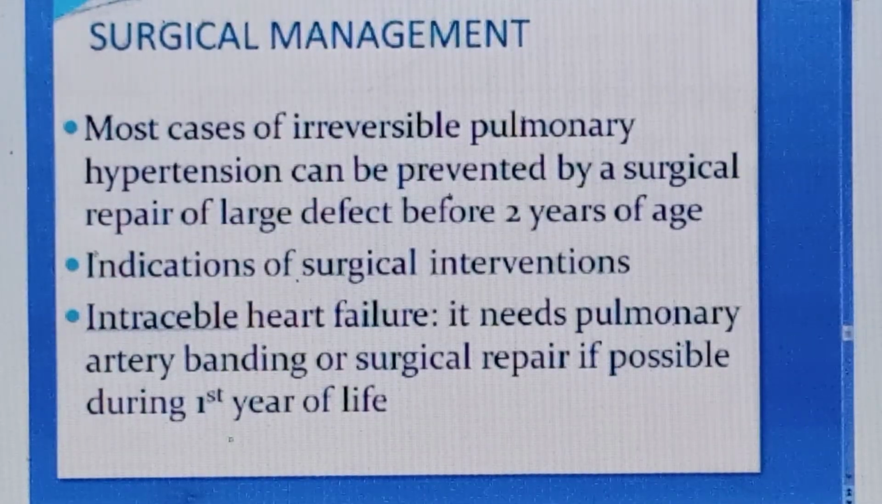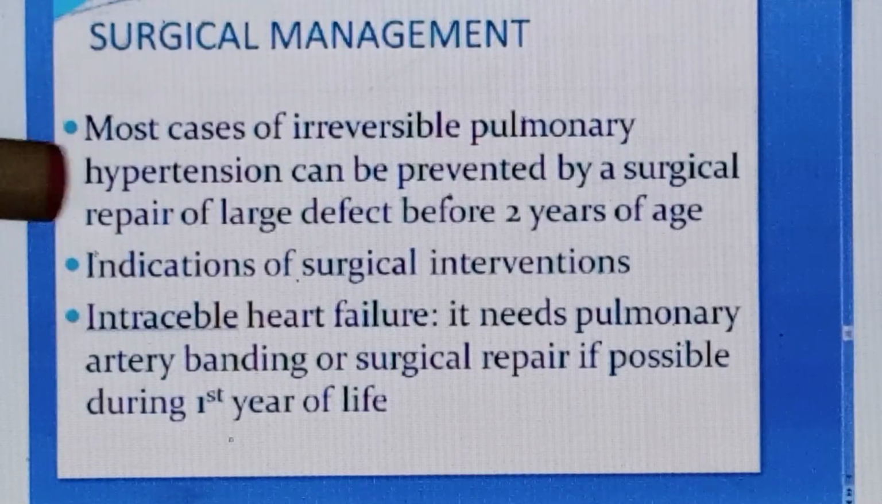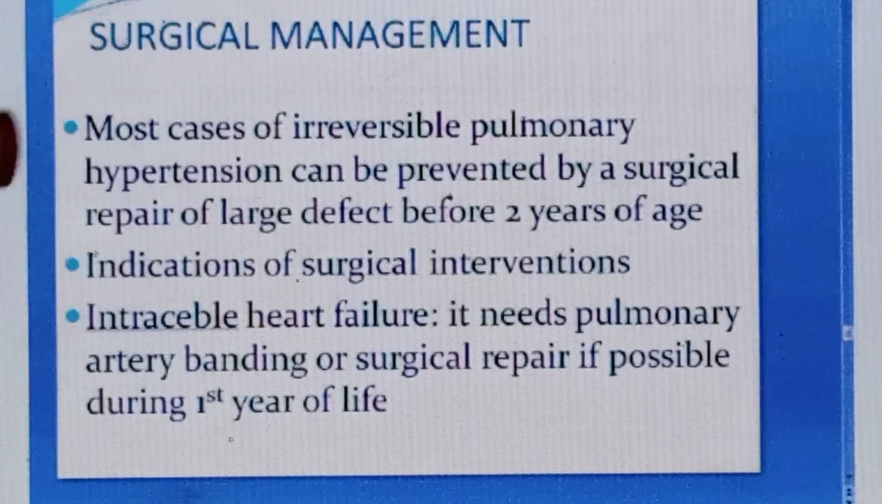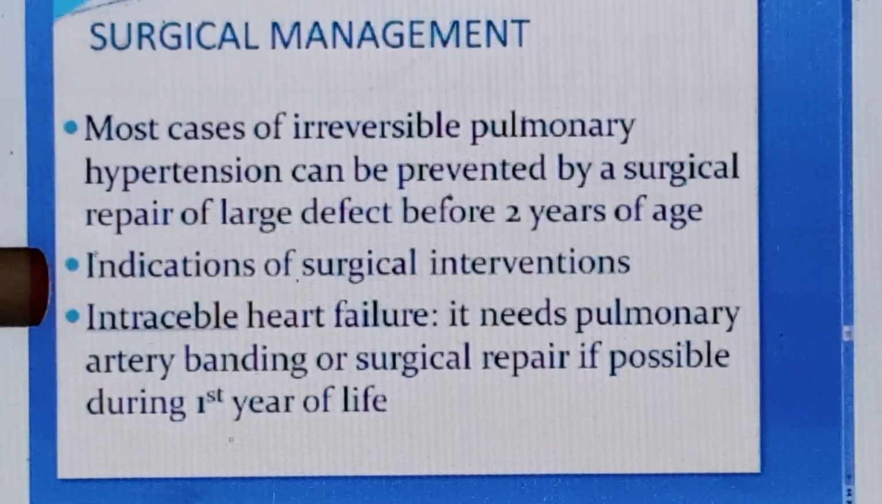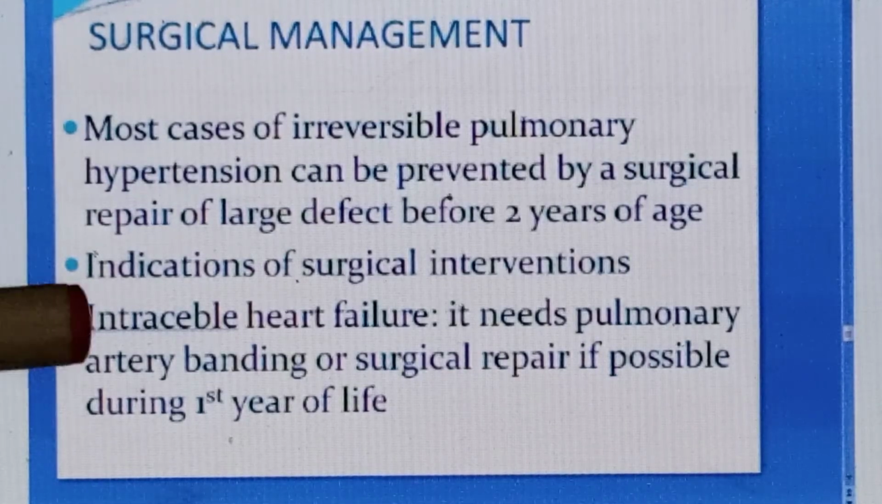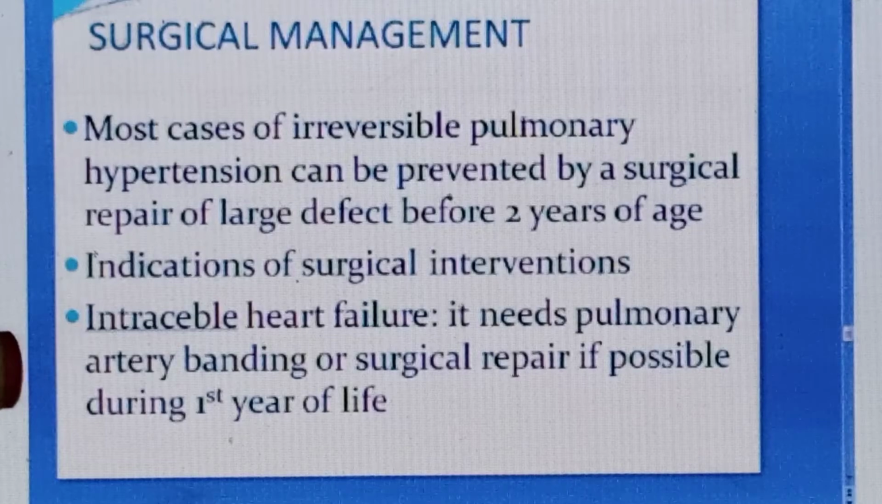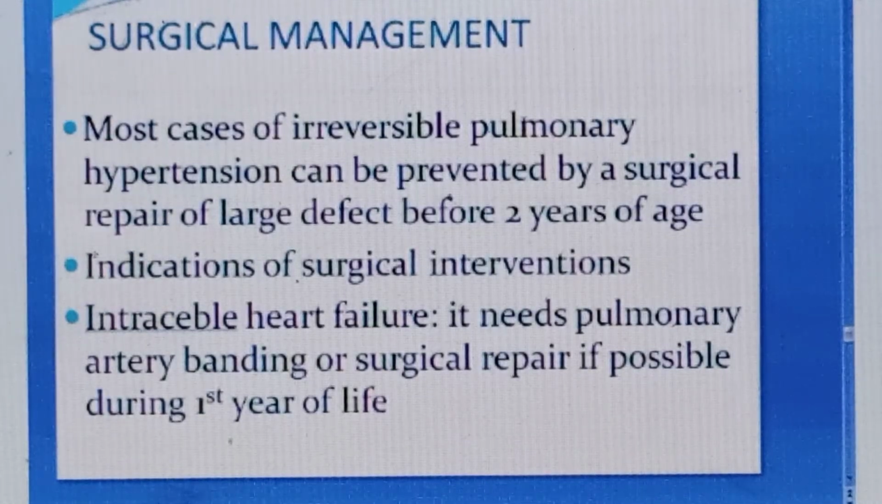Now come to the surgical management. Most of the cases of irreversible pulmonary hypertension can be prevented by a surgical repair of a large defect before 2 years of age. The indications for the surgical intervention include intractable or refractory heart failure, which is not treated by medical treatment. That is, if medical treatment fails, then repair by surgery is important during the first year of life.